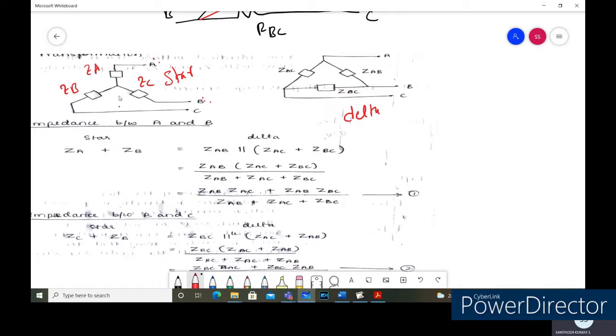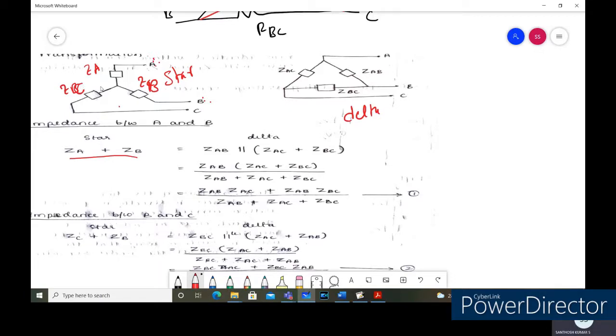When it is open circuited, the impedance at node B will not come here. So ZB and ZC appear in a series connection. That's what it has been here. So here the impedance between the terminals A and B is assumed, with ZB and ZC here.